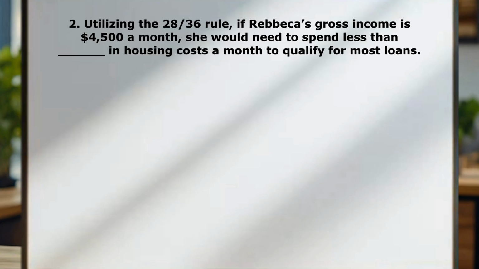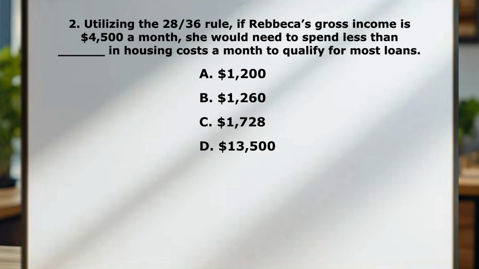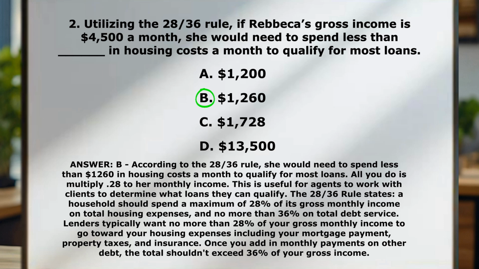Question number 2. Utilizing the 28/36 rule, if Rebecca's gross income is $4,500 a month, she would need to spend less than blank in housing costs a month to qualify for most loans. A, $1,200. B, $1,260. C, $1,728. D, $13,500. The answer is B. According to the 28/36 rule, she would need to spend less than $1,260 in housing costs a month to qualify for most loans.